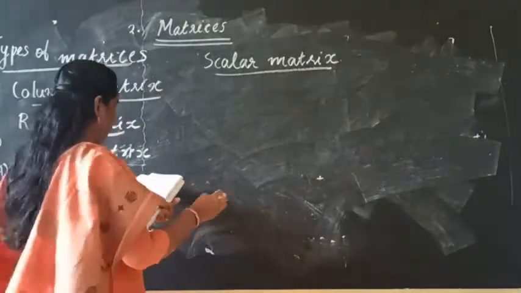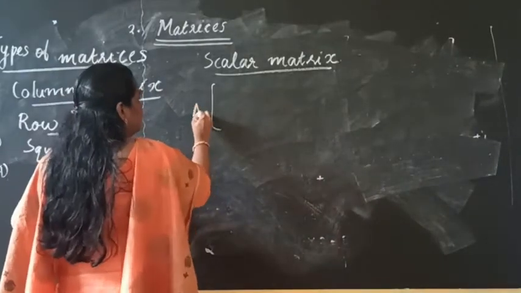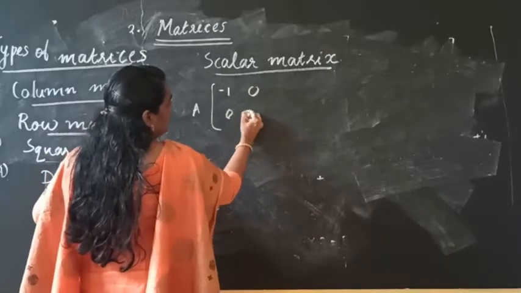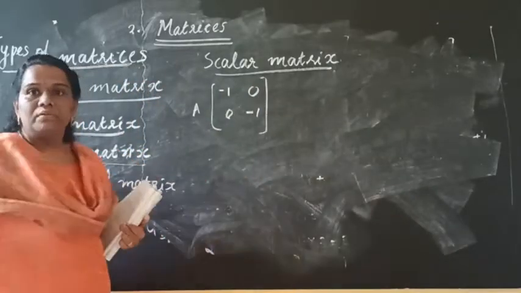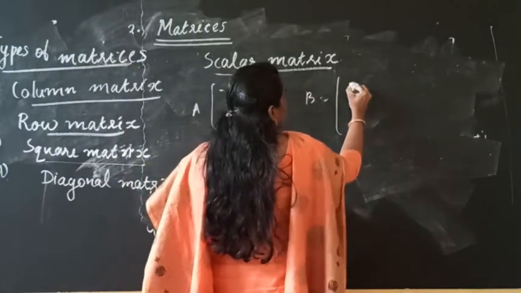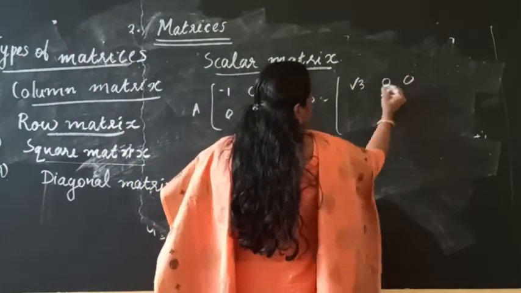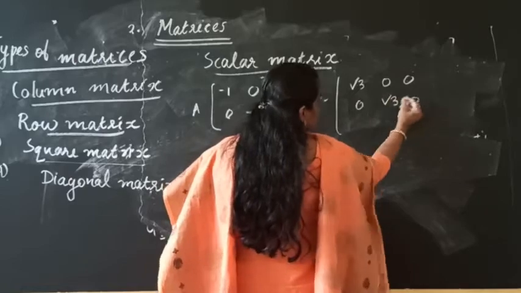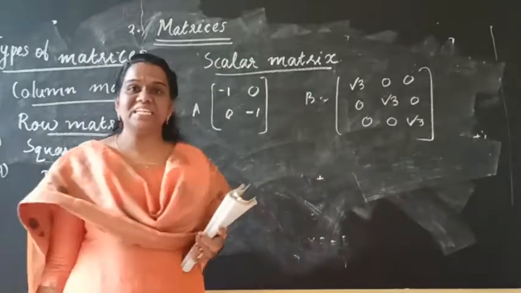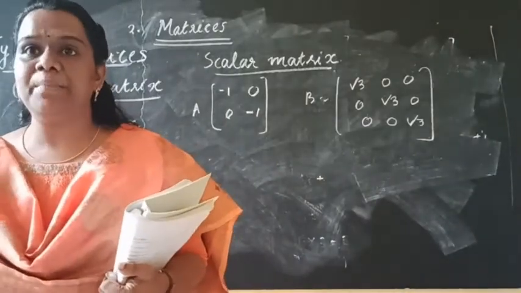I will write an example, then you will understand that. Matrix A is equal to -1, 0, 0, -1. Clear? Otherwise we can write matrix B is equal to √3, 0, 0, 0, √3, 0, 0, 0, √3. These types of matrices are known as scalar matrices.